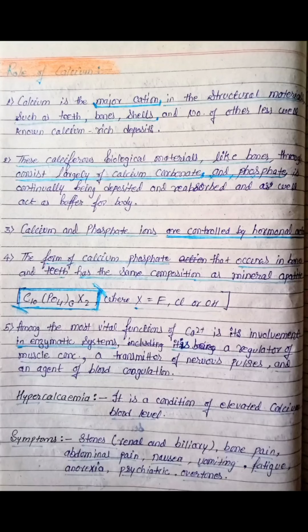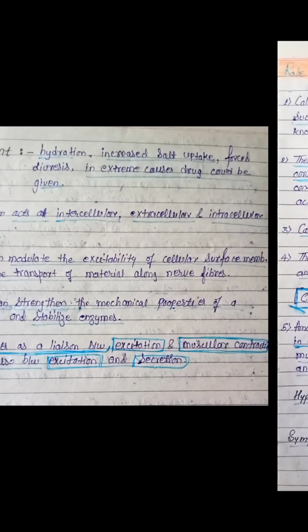Hypercalcemia is a condition of elevated calcium blood level. Symptoms are stones, renal and biliary, bone pain, abdominal pain, nausea, vomiting, fatigue, anorexia, and psychiatric overtones. Treatment is hydration, increased salt uptake, and forced diuresis. In extreme cases, drugs could be given.